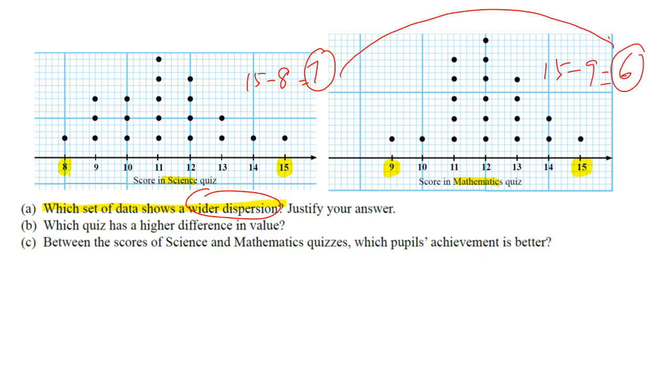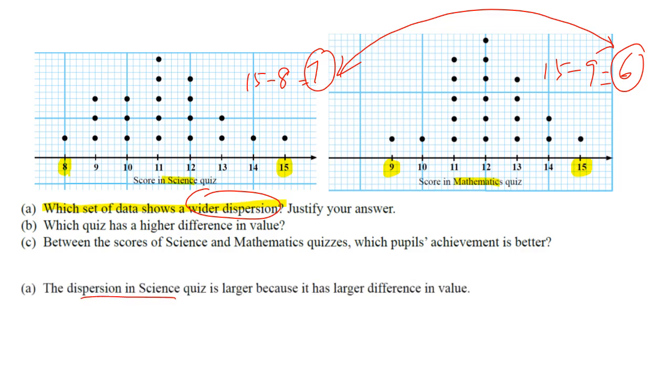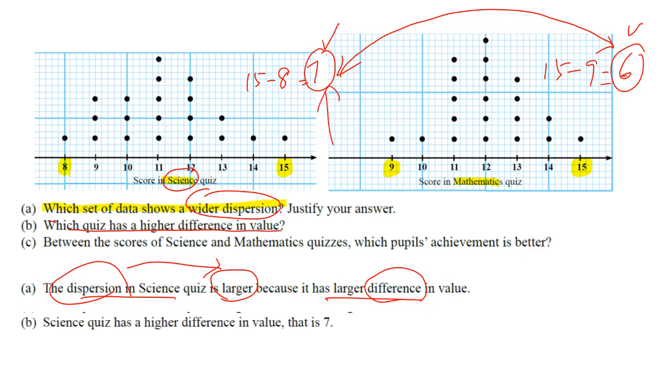So you compare. 7 is bigger than 6, and you can say that the dispersion in the science quiz is larger. Dispersion is larger because it has a larger difference compared to mathematics. And of course, for B, which quiz has a higher difference? We have got it, 7, the science quiz.